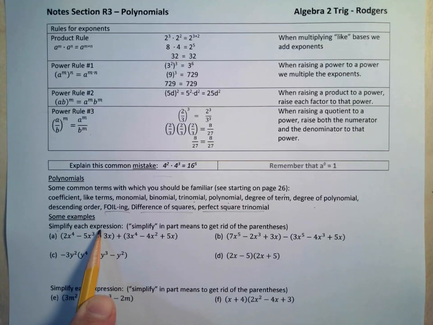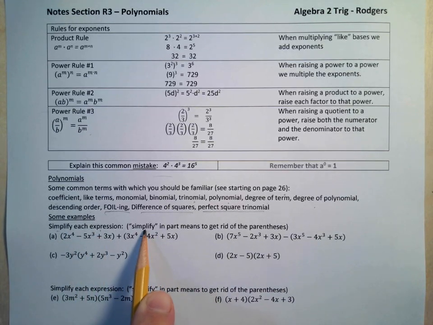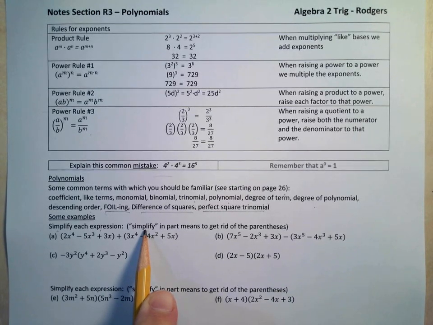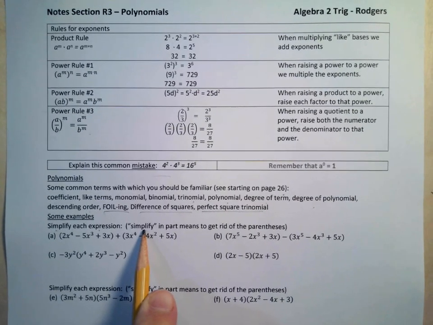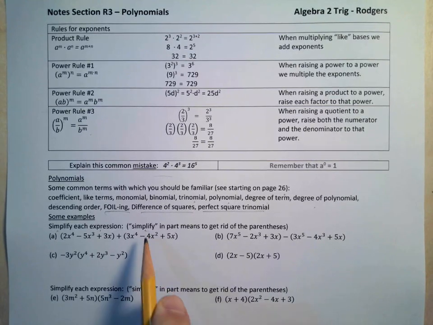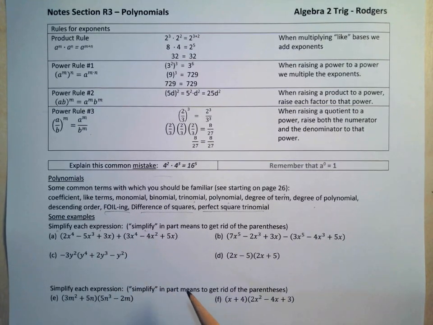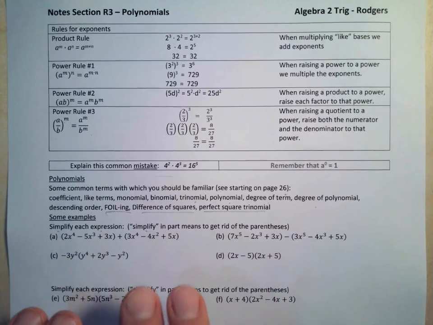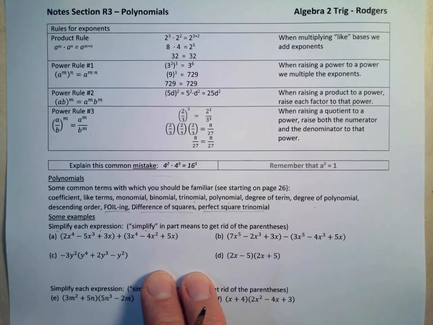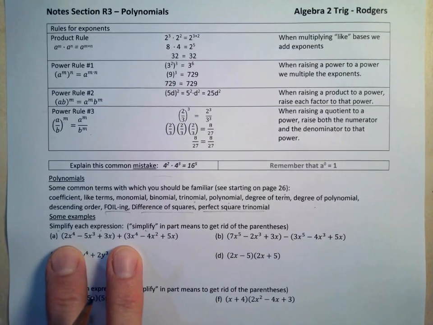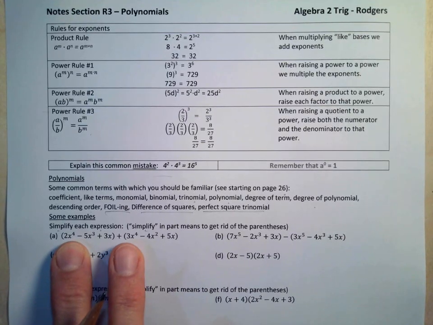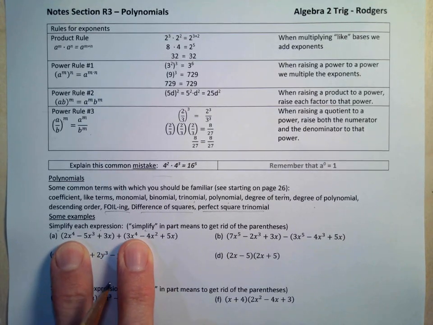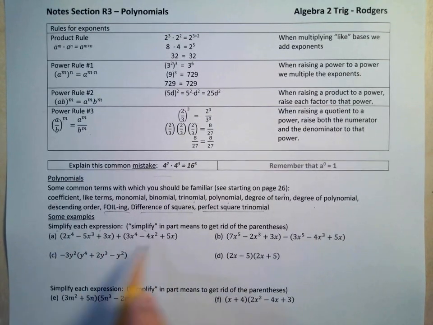Simplify each expression. When we say simplify an expression, it doesn't mean find a solution. In this case, it just means get rid of all your parentheses. So add or subtract or multiply, do whatever you need to do, and write your answer without any parentheses. So here we have like terms, right? 2x to the fourth, 3x to the fourth, those are like terms. So I'm going to combine like terms.